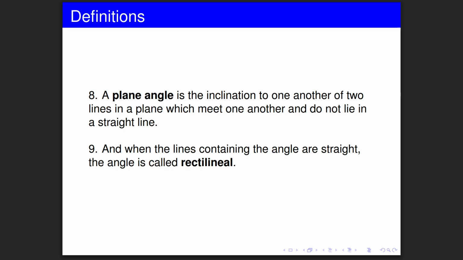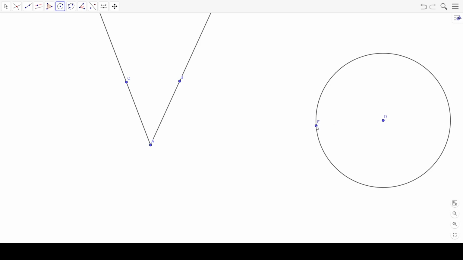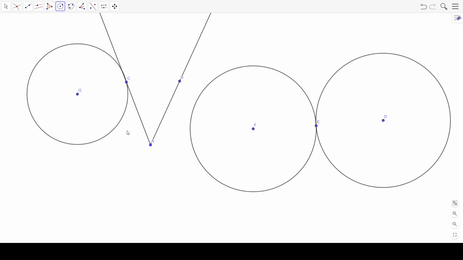Definition 9, and when the lines containing the angle are straight, the angle is called rectilineal. So we typically think of an angle as something that looks like this, where you have 2 straight lines meeting at a point and then stopping. The ancient Greeks, though, also liked to work with what they called curvilineal angles, which you get, for example, when two circles meet at a point, or when a line and a circle meet, maybe like that. This probably seems a little bit weird, and we won't be seeing too much of it in the elements, but it is going to start to show up later on.